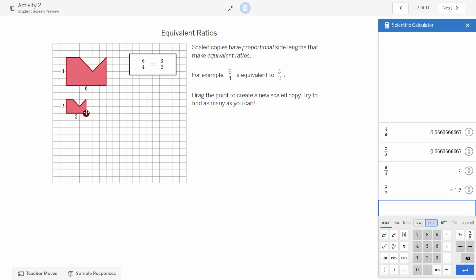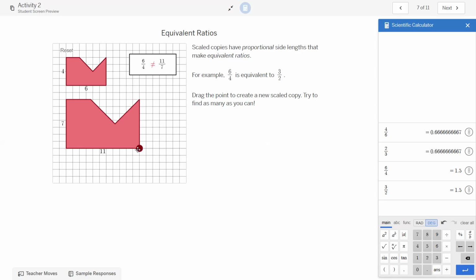Okay, watch this. If I make this bigger, notice what it says. 6/4 is not equal to 10/7. So let's see what will make it equivalent. Will that do it? See if that will do it. Oh, look at there. 6/4 is equivalent to 12/8. Okay. How do I know? Well, let's go and check it out.